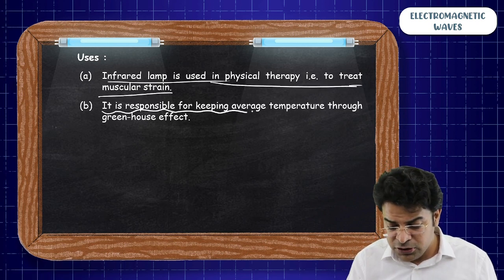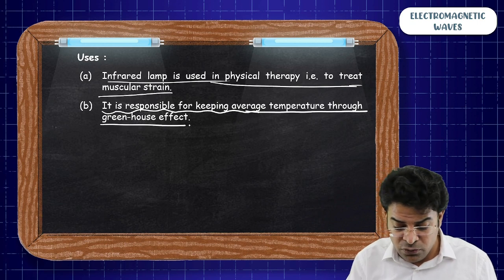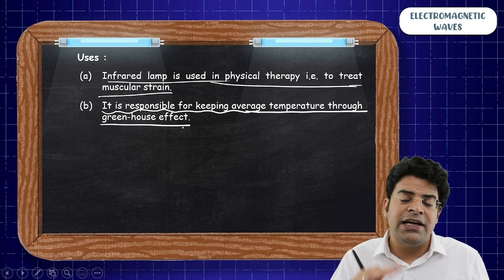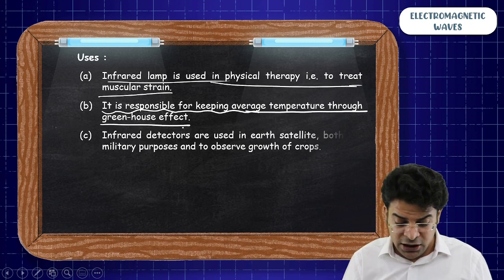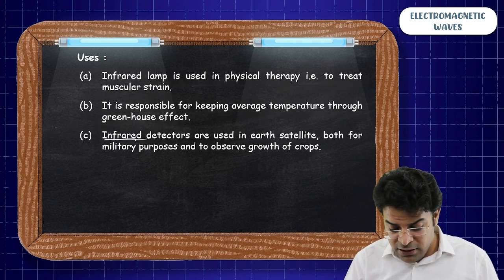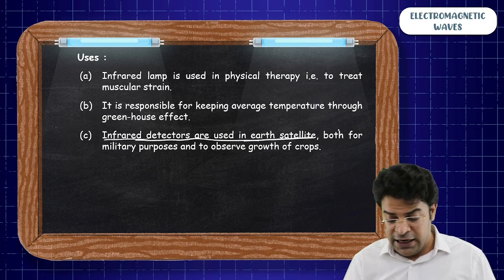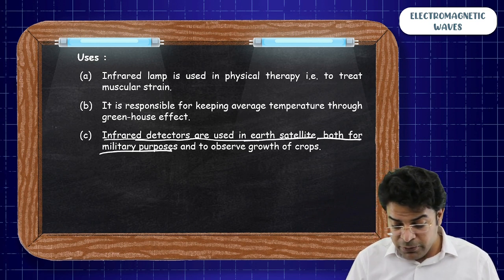Second, it is responsible for keeping the average temperature through the greenhouse effect. So infrared radiations are the ones responsible for the greenhouse effect. Keep this in mind. Third point, infrared detectors are used in Earth satellites both for military purposes and to observe growth of crops.